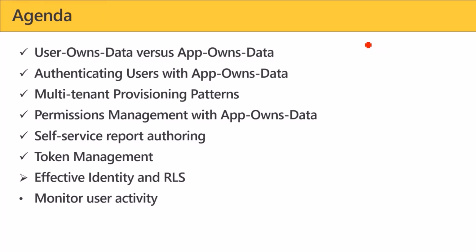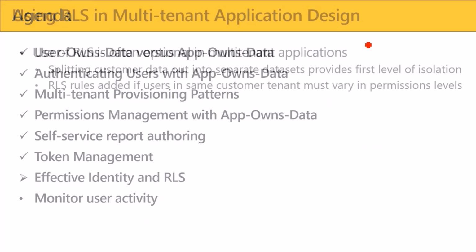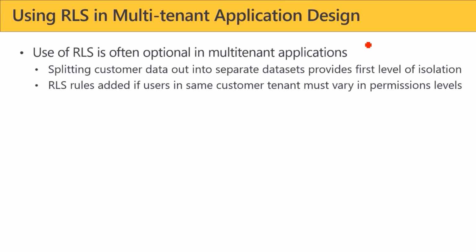Okay, 2 more things. Effective identity and RLS will be first. So with effective identity, the first thing I have to point out is that a lot of people get excited about working with row level security. But when you come to Power BI and multi-tenant environments, that's not where you start. In fact, I would say that using row level security in a multi-tenant environment is optional. Sometimes you need it, often you don't.